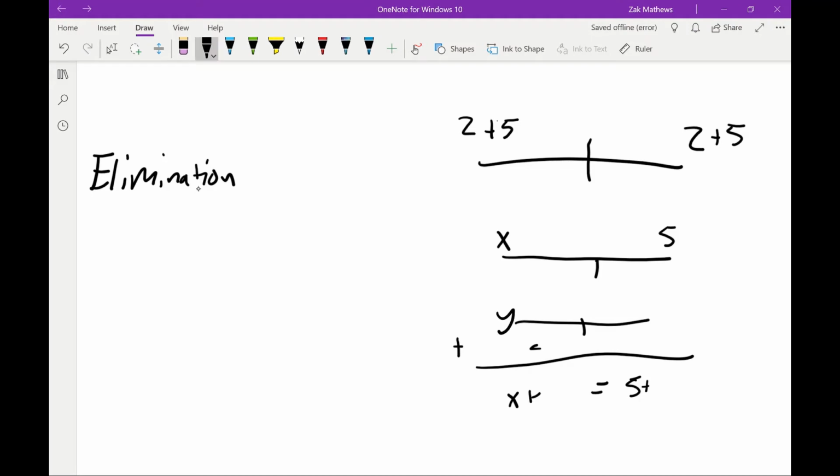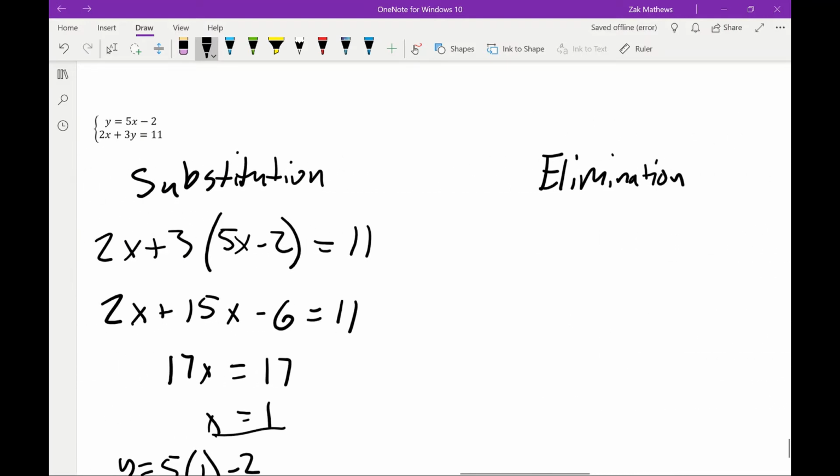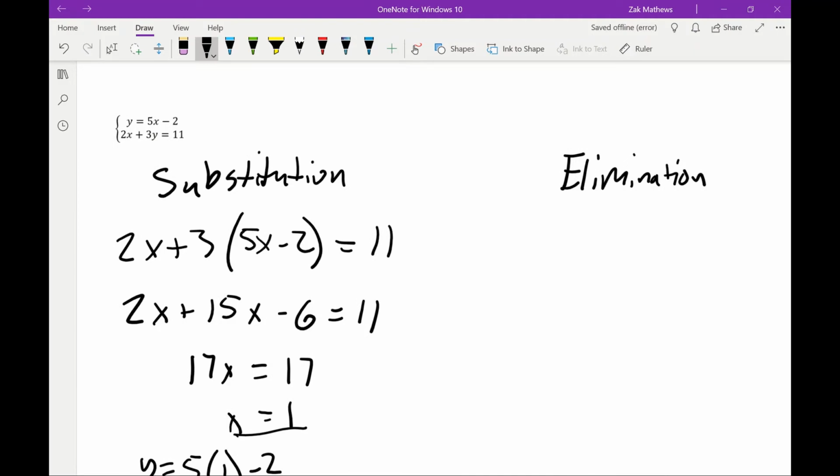I can add those two sides, and as long as those two sides were initially equal, then my new equation stays balanced. So we're going to rely on this fact to use elimination. We're going to add two equations and cancel out one of the variables in order to solve for the other variable. To do this, the first thing I want to do is get both of my variables on the same side. So the 2x plus 3y equals 11.